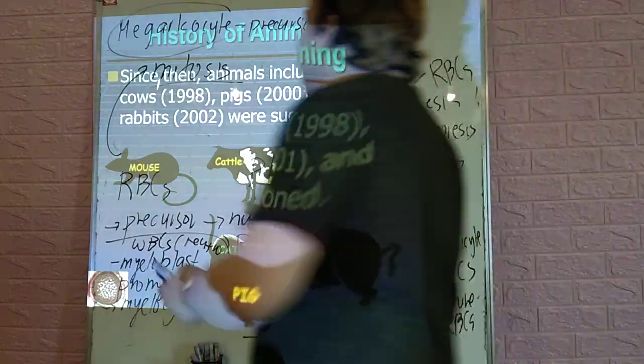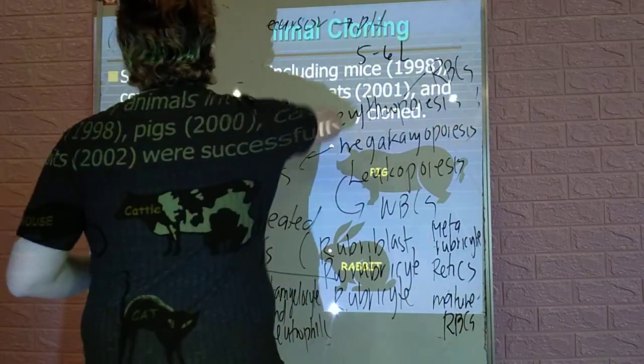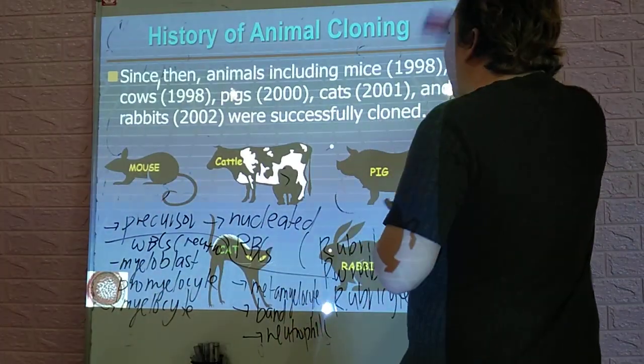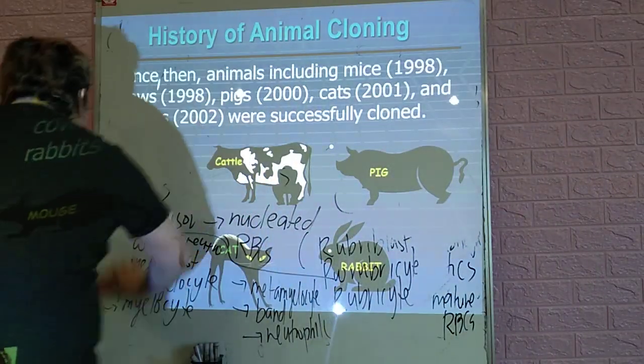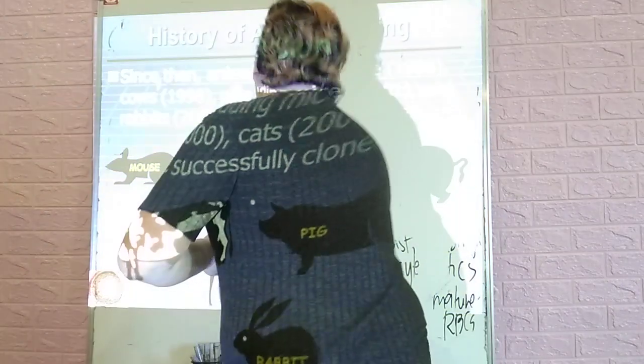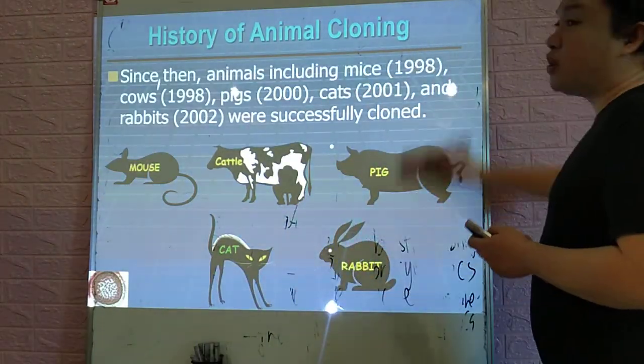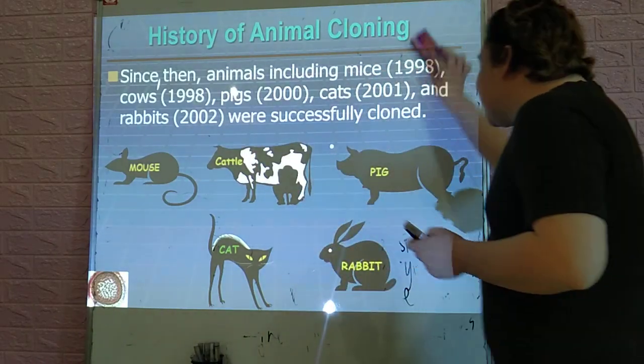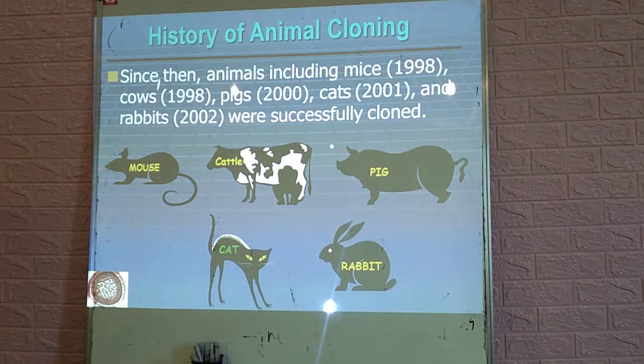So we have here, guys, the history of animal cloning. This one is actually more of a trivia. Since then, animals including mice in 1998, cows in 1998 also, pigs in 2000, and cats in 2001, together with rabbits in 2002, were successfully cloned. Imagine, they were able to clone such animals. Remember, gene therapy and cloning may be very much associated with one another. So the first one was mice around 1998, then cows also around 1998, pigs, followed by cats in 2000 and 2001 respectively, and rabbits in 2002. All of these animals were successfully cloned.